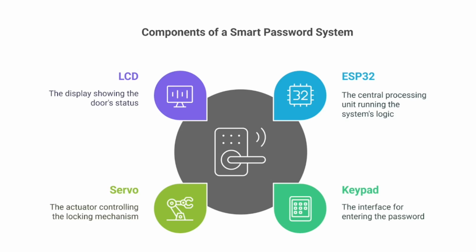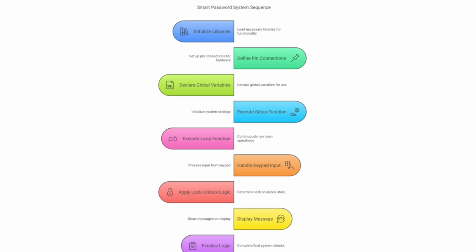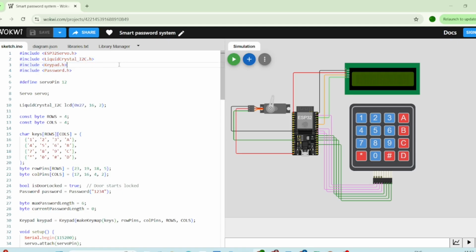So let's get started. Let's take a look at the code algorithm. I will walk you through step by step so you can understand every part of it. The first thing is to initialize the libraries. There are 4 libraries which we will use.